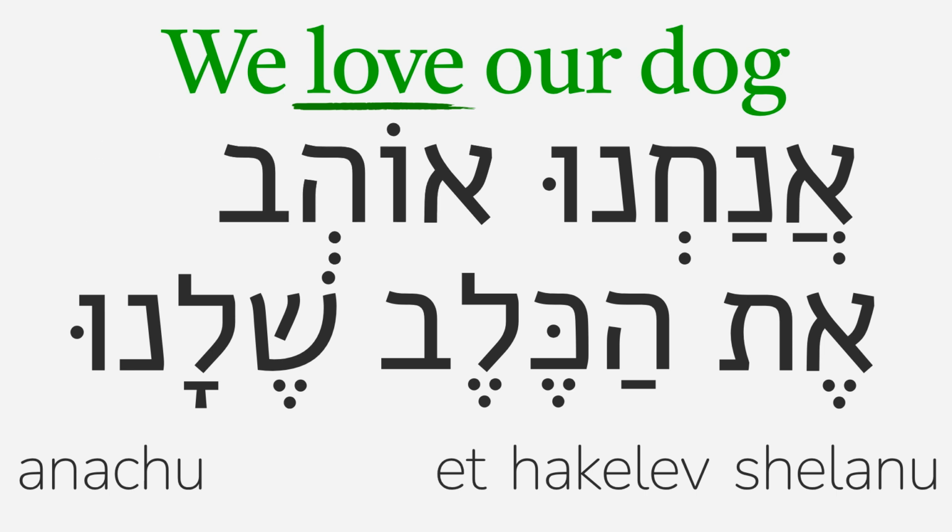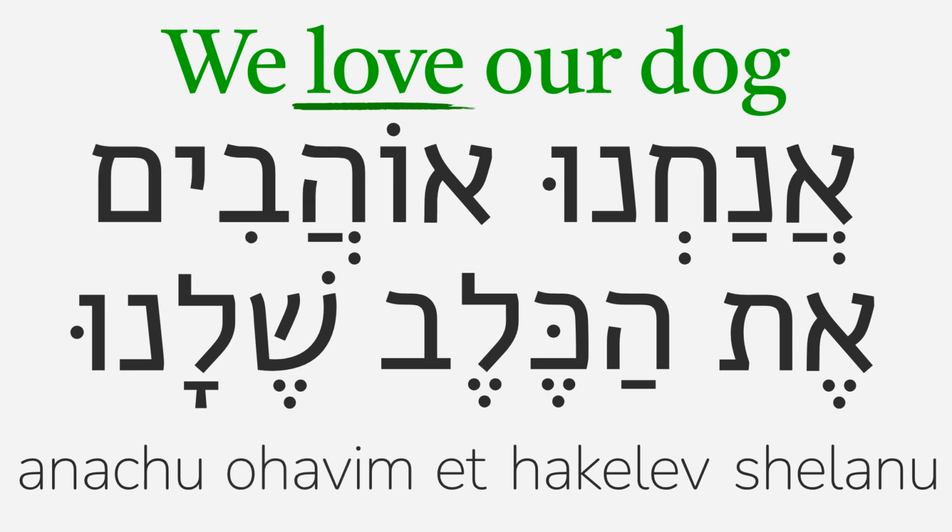But this doesn't work with the root aleph, hey, vav because of its second letter hey. If the second letter of a root is an aleph, ayin, chet, or hey, a shva cannot go under the letters, and instead the vowel will be a patach shva. So the masculine plural form of love is ohavim, and the feminine plural form is ohavot.